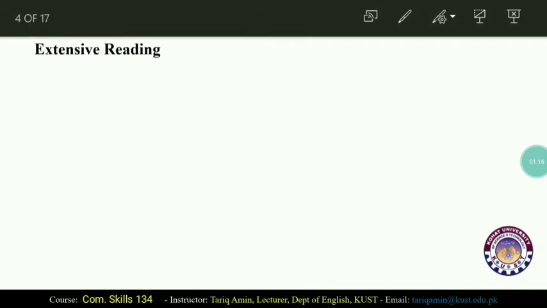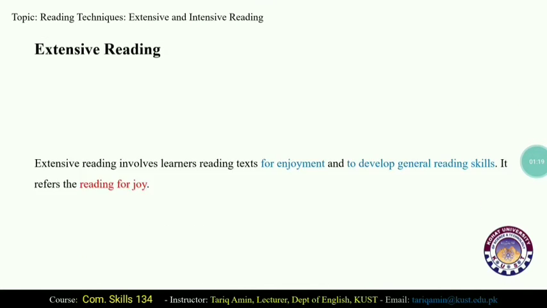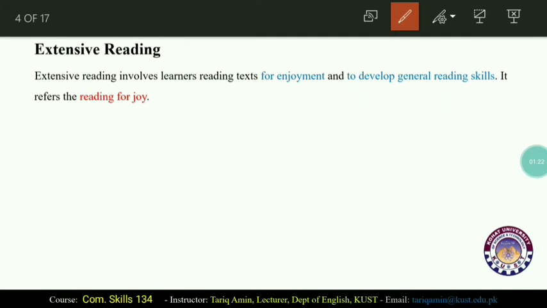Let's start the class. What is extensive reading? Extensive reading involves reading texts for enjoyment and to develop general reading skills. Most of the time, we apply this strategy of extensive reading when we try to get pleasure out of a particular text, and when we try to develop our general reading skills. That is why it is sometimes called reading for joy, because we read different texts for enjoyment purposes.